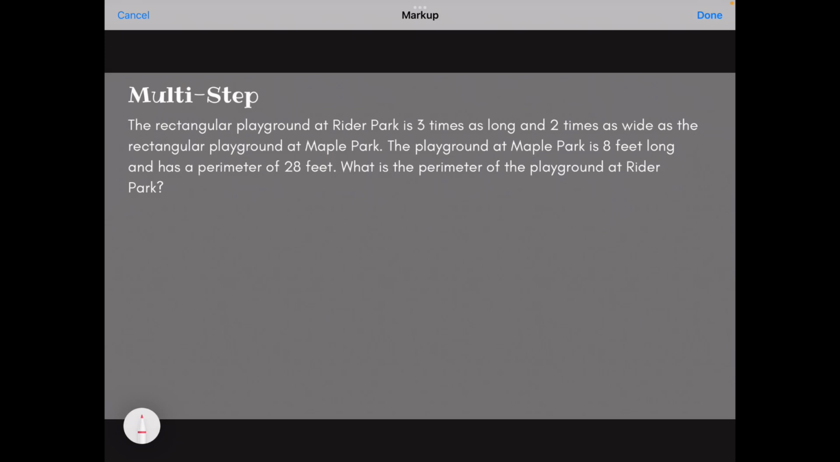Going back through, we're going to reread this and underline some important details. The rectangular playground at Ryder Park is 3 times as long and 2 times as wide as the rectangular playground at Maple Park. The playground at Maple Park is 8 feet long and has a perimeter of 28 feet. What is the perimeter of the playground at Ryder Park?